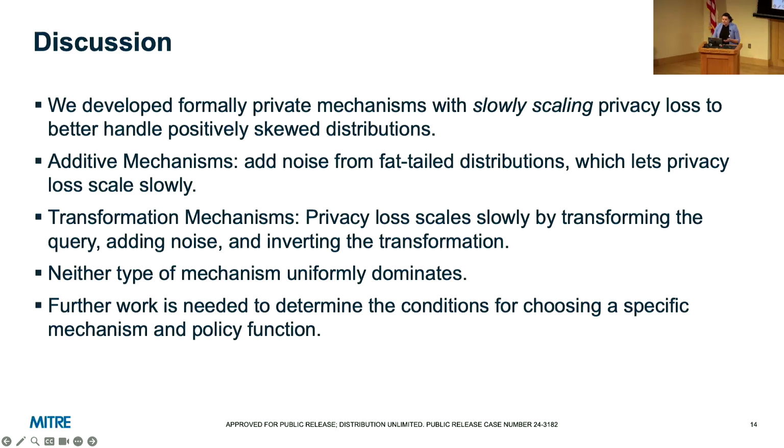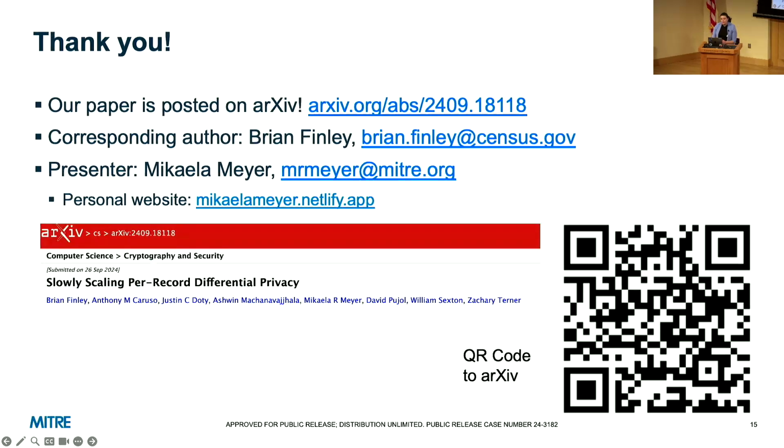And so further work is therefore needed to determine the conditions for choosing a specific mechanism and policy function. And again, our mechanisms aren't necessarily beneficial to use in all use cases. This is really the most useful if you have a lot of large outliers in your data sets that you're trying to protect. So our paper is actually posted on arXiv.